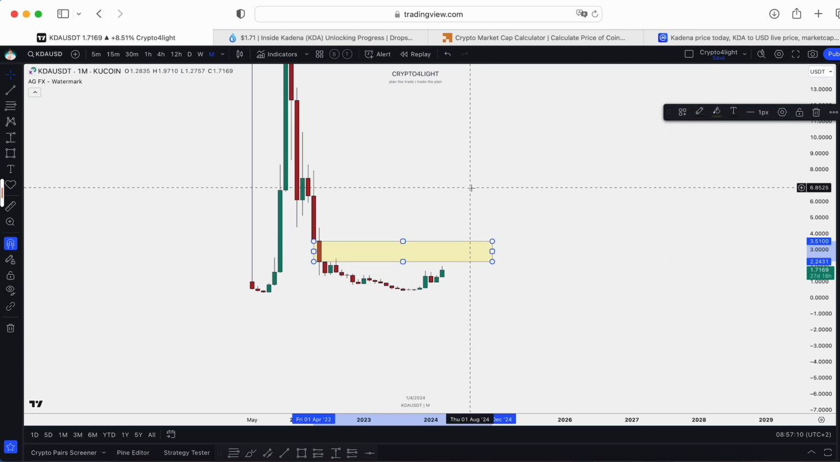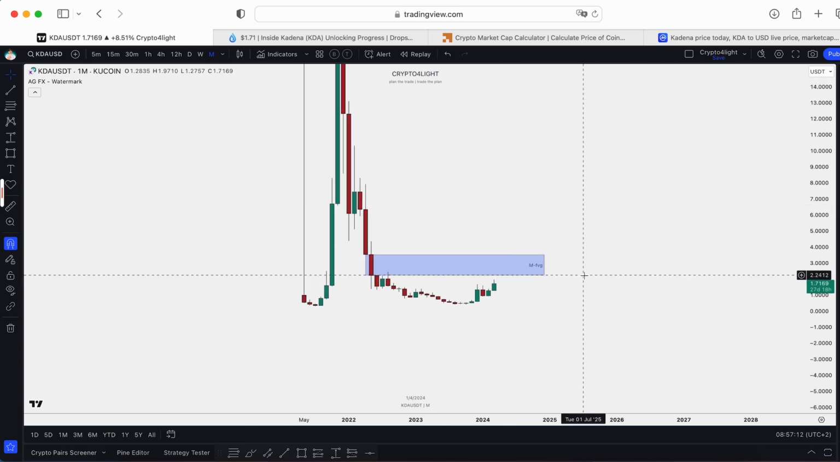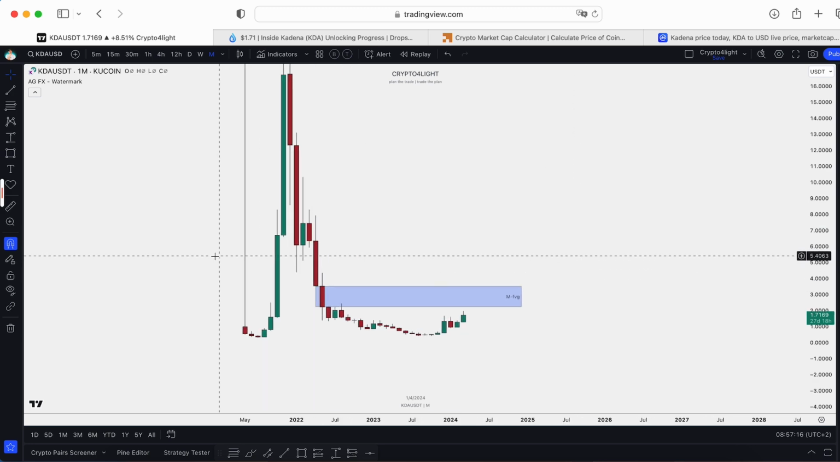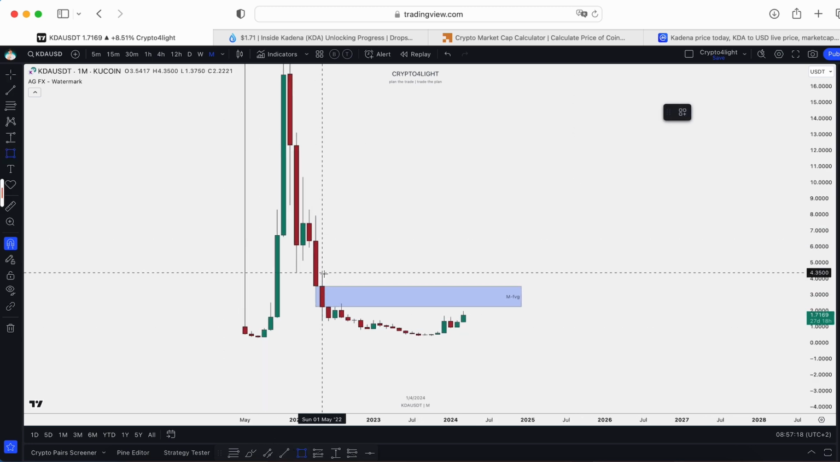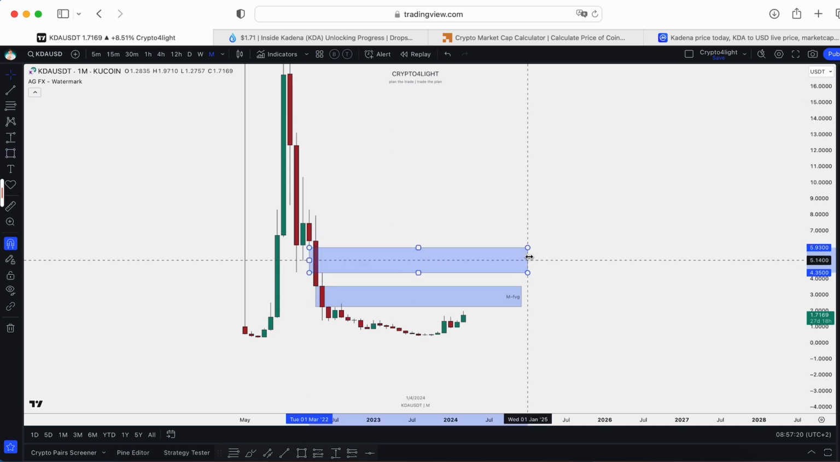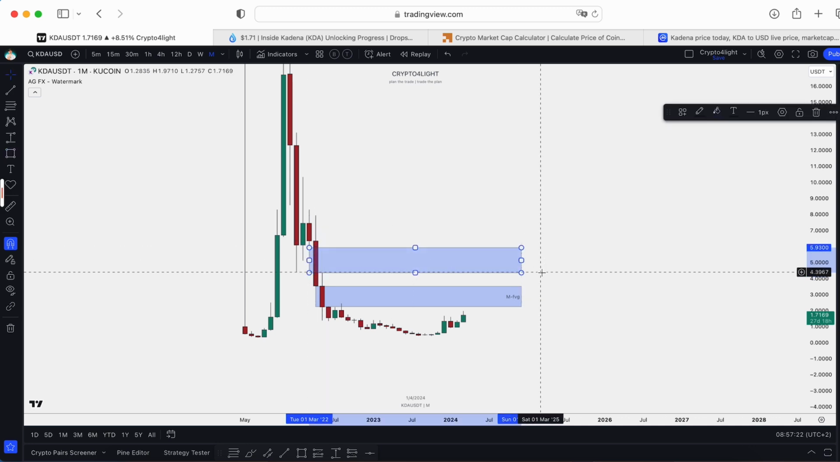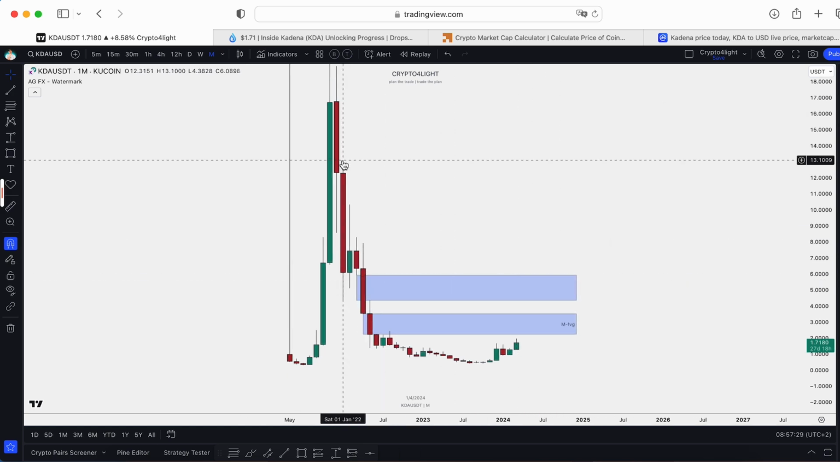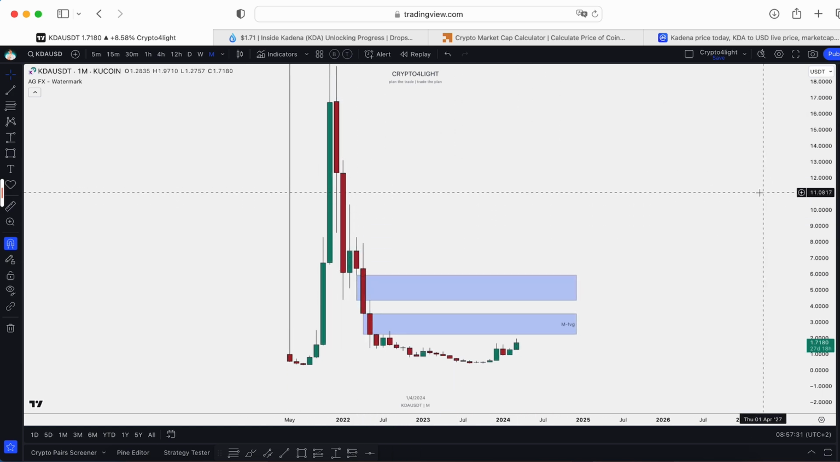So let's mark this one. This is a monthly favorable gap. This one, the start is $2.24, fulfill $3.46. The next one is here. So it's like a magnet for the price, for the market makers, to close the gap at $4.34 and fulfill $5.87. So around here, all gaps above are already closed.